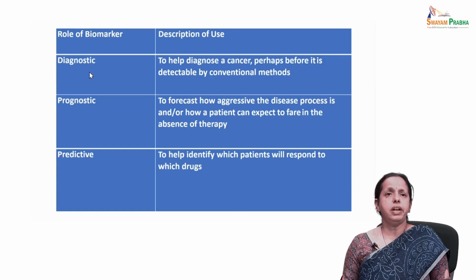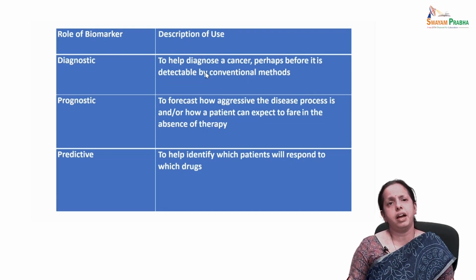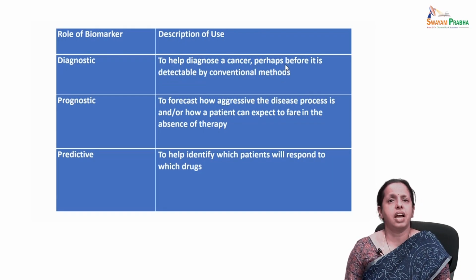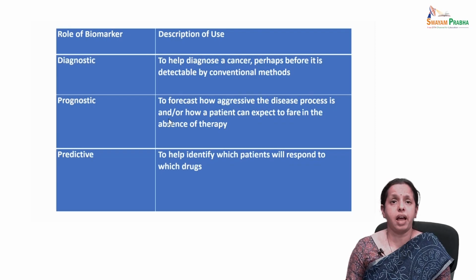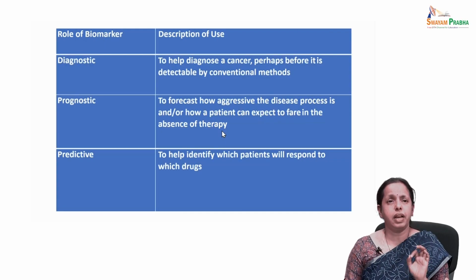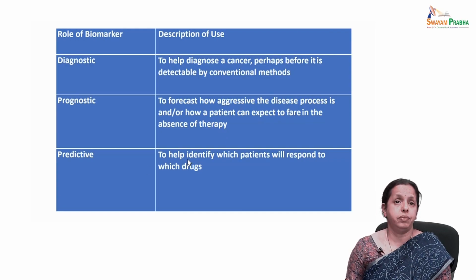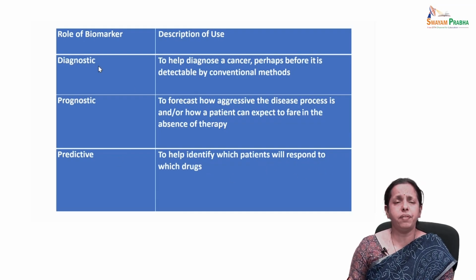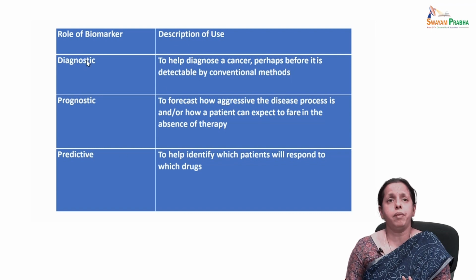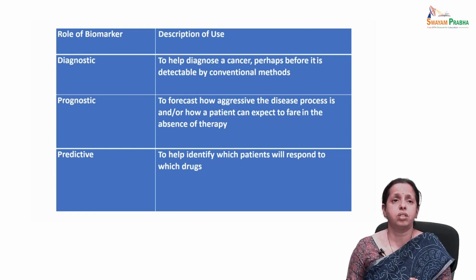Now, what is its role in diagnostics? The role of a biomarker is to help diagnose cancer perhaps before it is detectable by conventional methods, as I mentioned before. In prognosis, to forecast how aggressive the disease process is and how a patient can expect to fare in the absence of a therapy. We have predictive biomarkers to help identify which patients will respond to which drugs. The whole concept of biomarkers, especially pertaining to cancer, is slowly evolving into all these three descriptions, and they all have this particular difference.